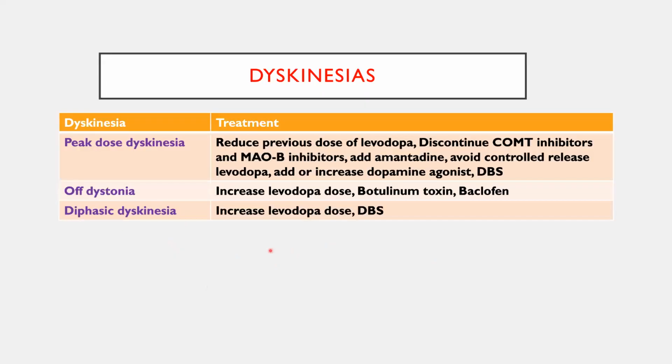How to manage? In peak dose dyskinesia, you need to reduce the dose and you need to stop the long-acting levodopa supplementation, and it is better to avoid COMT inhibitor and MAO-B inhibitor. In that place, you can add a dopamine agonist, and amantadine would be the better drug. In off-period dystonia, you can increase the dose of levodopa. In diphasic dyskinesia, it is very difficult to manage. Ideally, they advise deep brain stimulation, or you can increase the dose of levodopa.